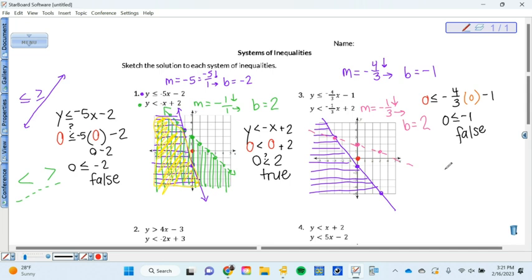So I'm going to plug in 0 for y and 0 for x and see if it's true or false. What's negative 1/3 times 0? 0 plus 2 is? So is 0 less than 2? It is. So it's true. So what does that mean? Shade the side with the 0.